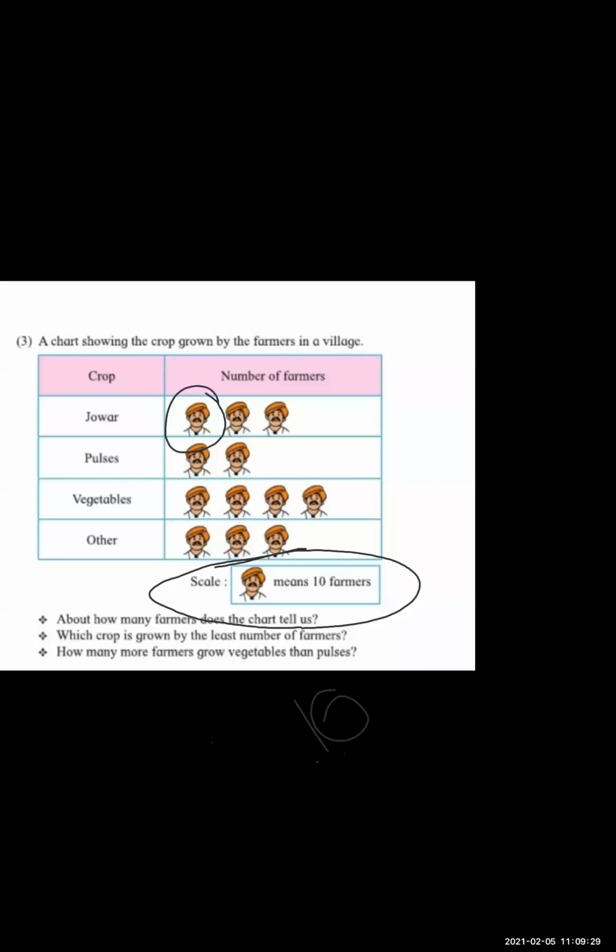Very good. That means you are not assuming one farmer will be 10 farmers, right? Good student. Very good. Keep it clear, everyone. If scale is not given, how to solve? And if scale is given, how to solve? Your answers are changing, right? Keep it in mind properly.